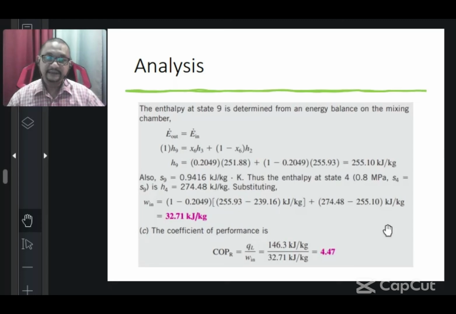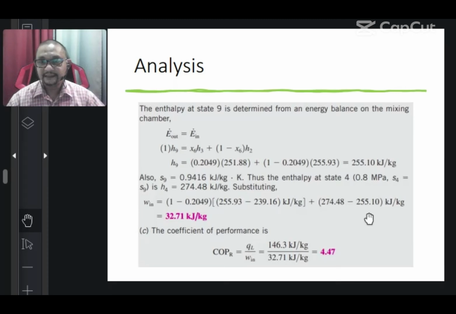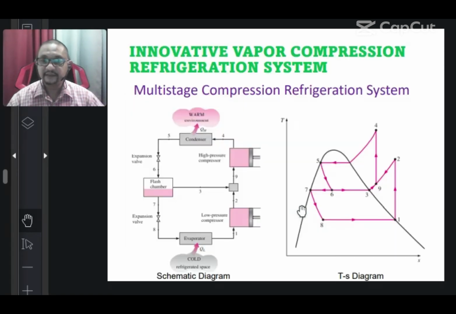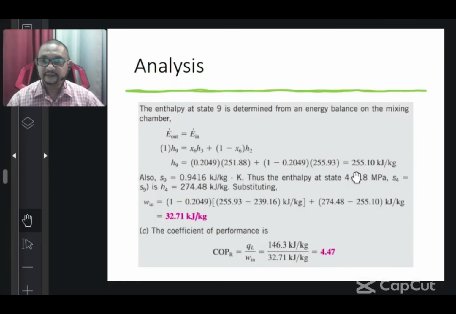If we look at this multi-stage compression refrigeration system compared with the ideal single vapor compression refrigeration system, it has increased, okay, from the same earlier example, 3.97 for single stage to 4.47. Okay, this is an increase when you made the modifications to the single vapor compression system.